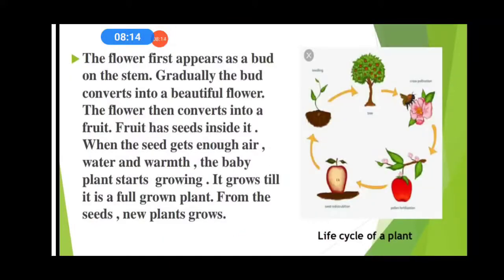Okay. Now, life cycle of a plant. The flower first appears as a bud on the stem. Gradually, the bud converts into a beautiful flower. The flower then converts into a fruit. Fruit has seeds inside them. When the seeds get enough air, water and warmth, the baby plant comes out from that seed. It grows till it is a full-grown plant. From the seed, new plant grows. Here we end the chapter.